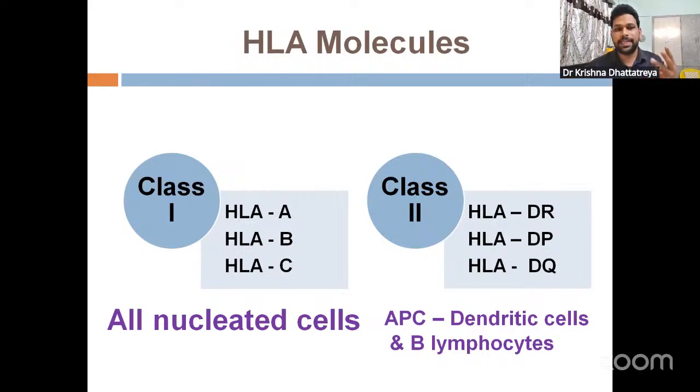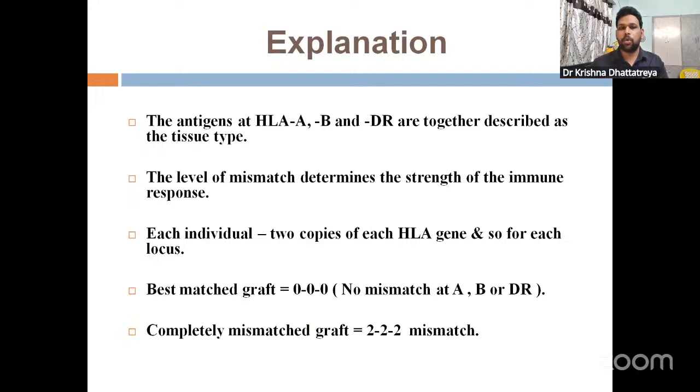Okay, HLA A and B of class 1, HLA DR of class 2, these together are known as the tissue type, and the level of mismatch of these HLA bodies will determine the strength of the immune response. So if there is a best match, there is no mismatch. Best match graph means 0, 0, 0.